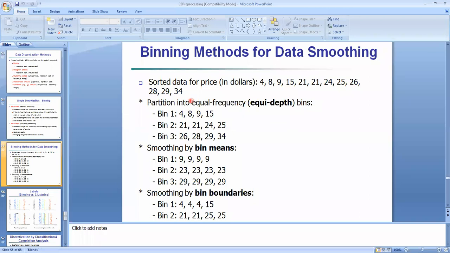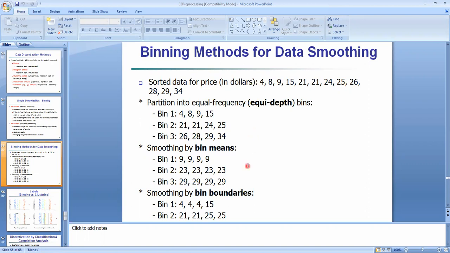Now you partition into equal frequency, that is, the equi-depth bins. Bin 1 consists of 4 samples, bin 2 consists of 4 samples, and bin 3 consists of 4 samples, in increasing order: 4, 8, 9, 15, 21, 21, 24, 25, 26, 28, 29, 34. So three bins are used over here. This is called the equi-depth bins partitioning method.